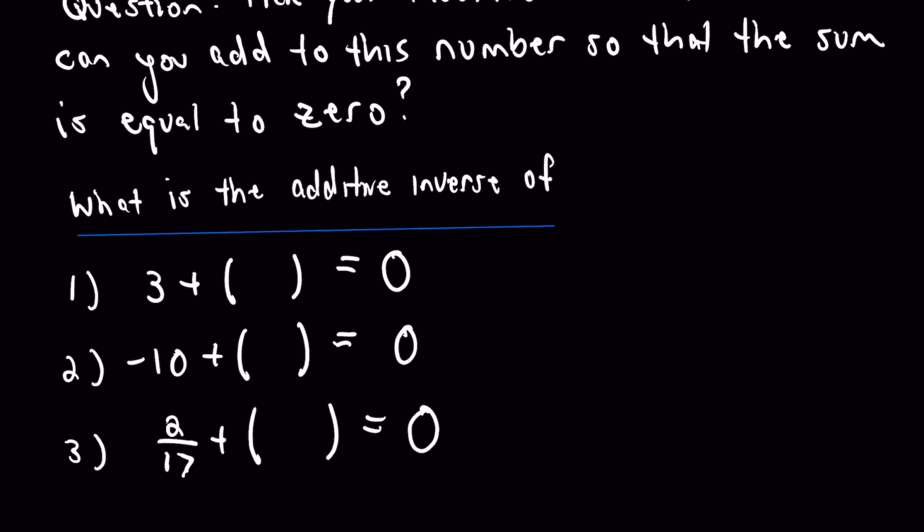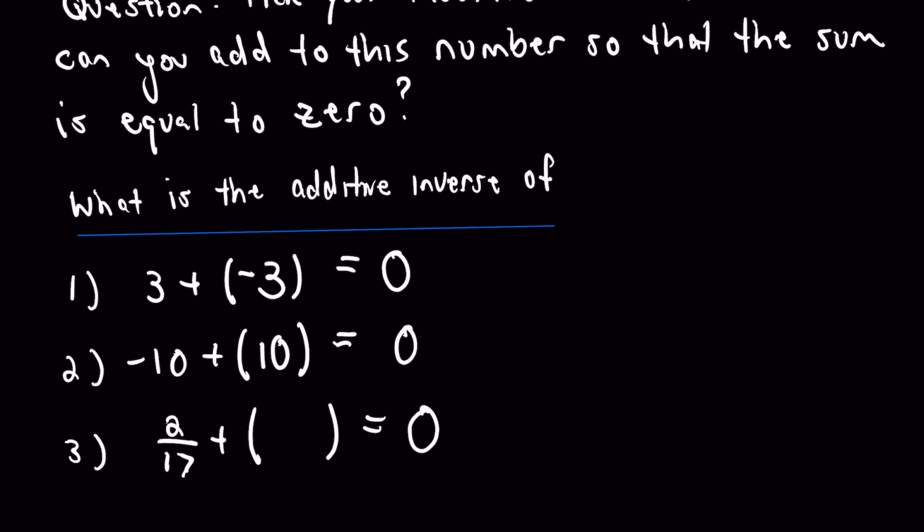Well, for 3, I guess I'd have to add negative 3, right? Because 3 plus negative 3, they would just cancel each other out and give me 0. You know, I move to the right on the number line 3 times, then I move back to the left 3 times. That's still going to put me at 0.